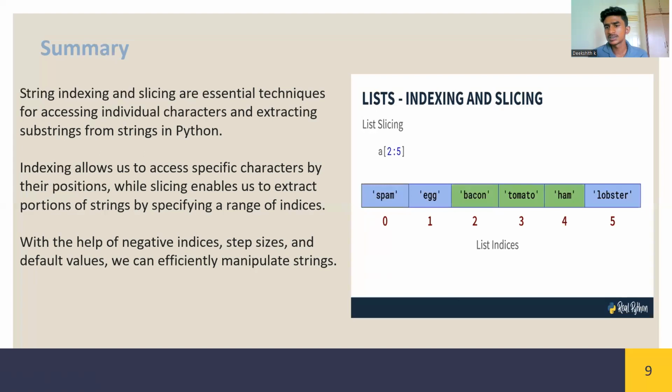List indexing and slicing. List slicing. A[2:5]. Spam, egg, bacon, tomato, ham, lobster. List indices 0, 1, 2, 3, 4, 5.